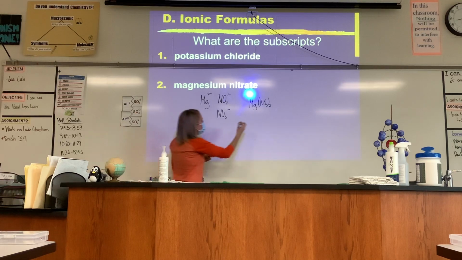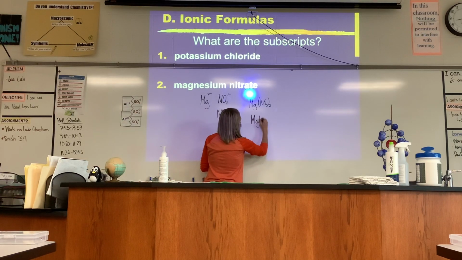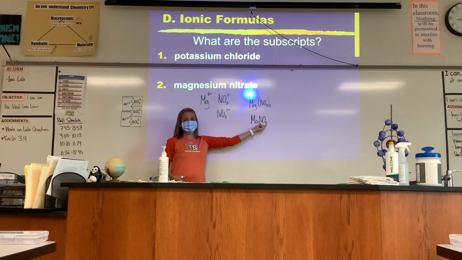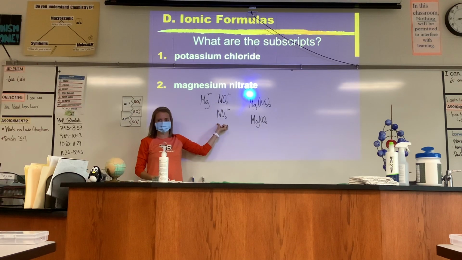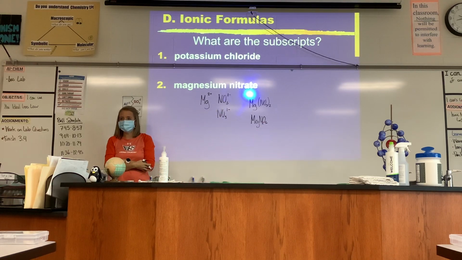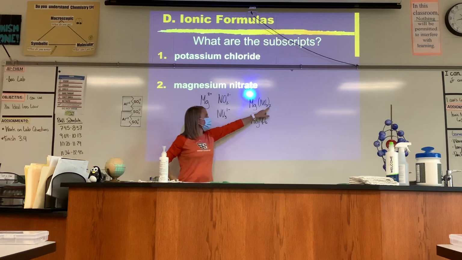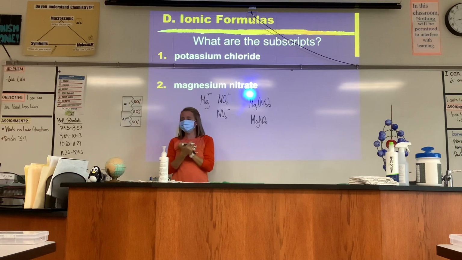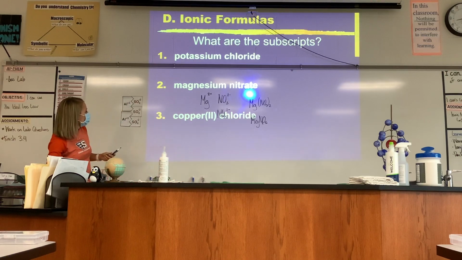A common mistake is a lot of people would write Mg NO6. This doesn't show 2 sets of NO3. Even this doesn't show that. You don't distribute it because we want to show, hey, we have 2 of these things. So that's when you use the parentheses. Questions on the use of parentheses? Okay, let's do one more together.